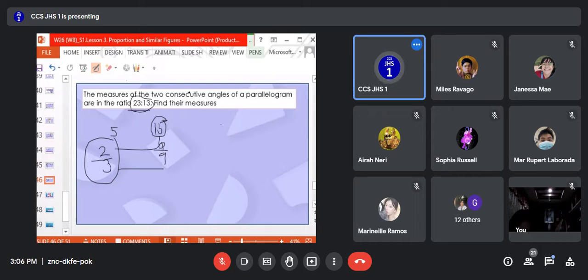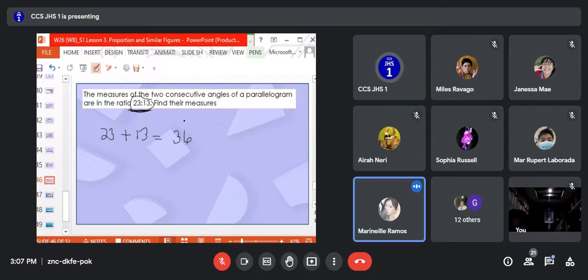Okay. So, going back to our lesson. So, you have a ratio of 23:13. Determine the total number of parts. 23 plus 13 is equal to how much? 36. There are 36 parts. So you're going to divide at the 36.